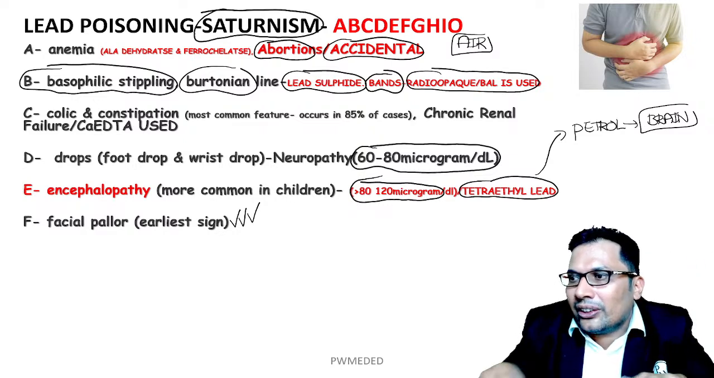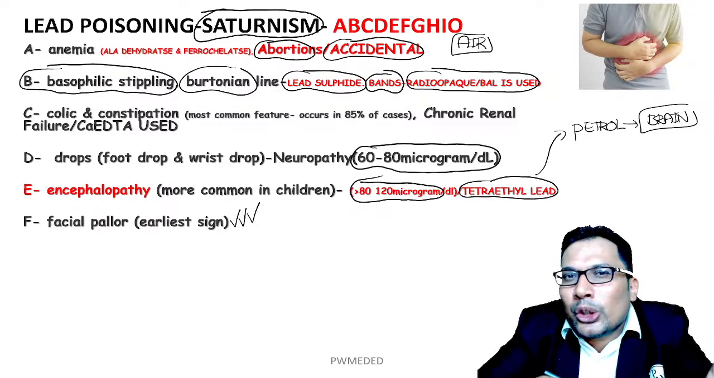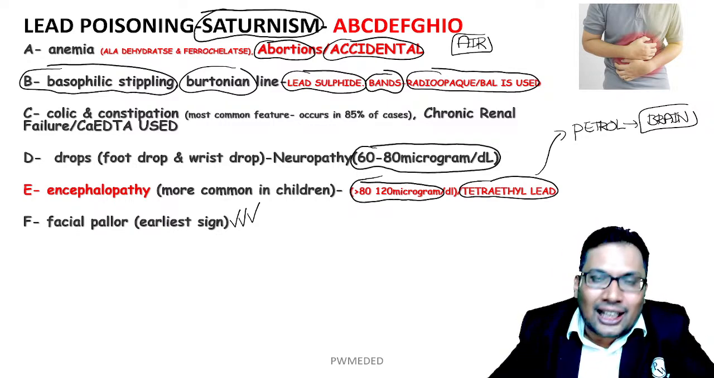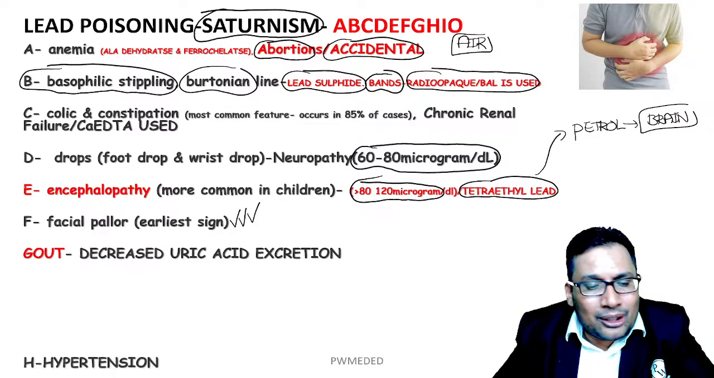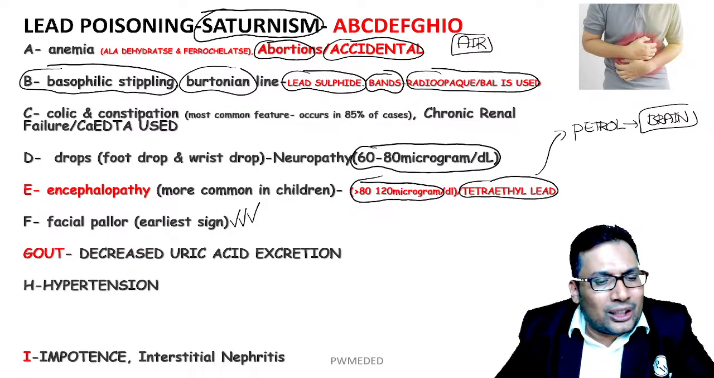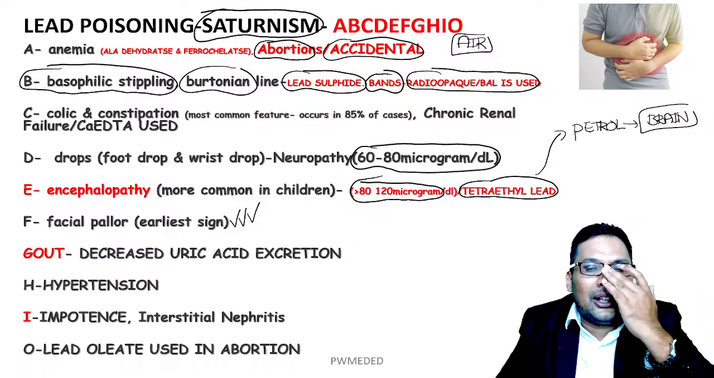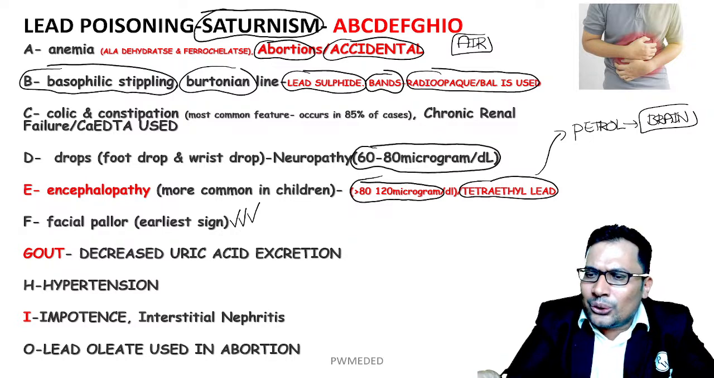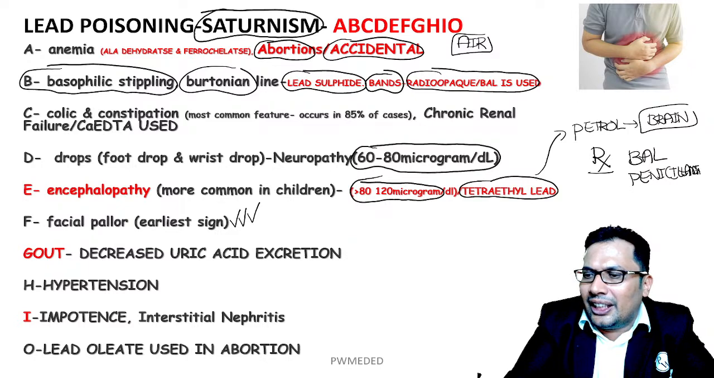So G, anyone, can you guess? G for gout, King's disease, gout. It can be aggravated. And H for hypertension. I for impotency, interstitial nephritis. O for lead oleate. So treatment, you can use BAL, you can use penicillamine, you can use calcium EDTA.